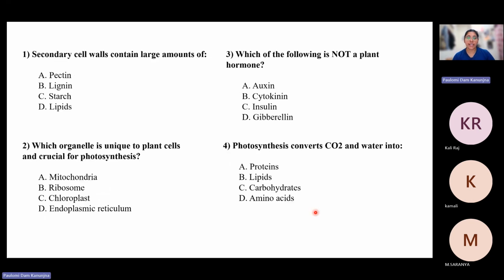Right. Next one, secondary cell wall, which is why is it hardened basically? What is it composed of? Which organelle is crucial for photosynthesis? Now, which of these is not a plant hormone? And very simple question, right? What does it convert CO2 and water into for photosynthesis?